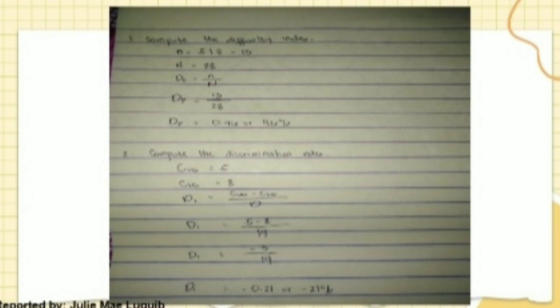is the correct answer. So first, we need to compute the difficulty index. The formula of the difficulty index is DF is equal to small n over big N. Unsa man ang atong i-solve diri? Of course, the option E, the 5 and 8. In difficulty index, we need to use the plus sign. So 5 plus 8 is equal to 13.